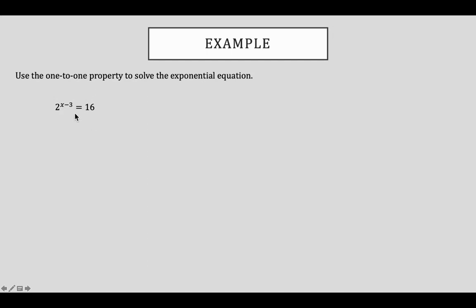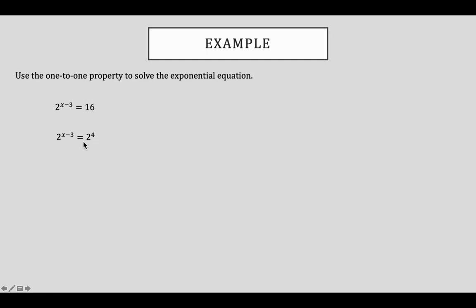Well, the one-to-one property works if I have two exponential quantities with the same base. Notice on the left-hand side, I have an exponential quantity with a base of 2. Is it possible to rewrite 16 with a base of 2? Well, let's see. 2 times 2 is 4, times 2 is 8, times 2 is 16. That means 16 is the same thing as 2 to the 4th power.